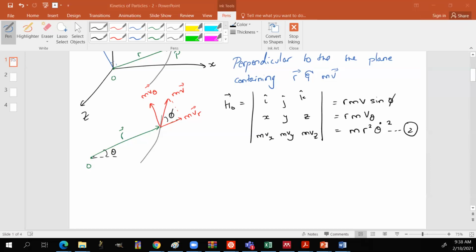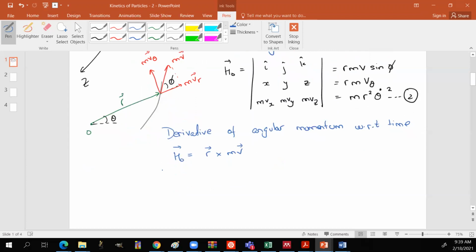Then you can take the derivative of the angular momentum with respect to time, and something interesting happens. So taking the derivative of angular momentum with respect to time. We know that the angular momentum is equal to r crossed with mv.